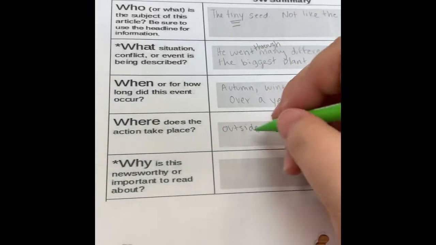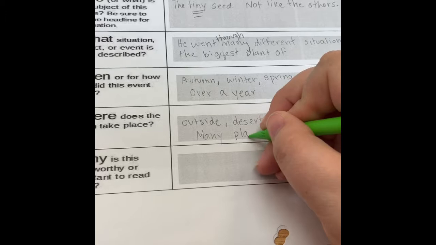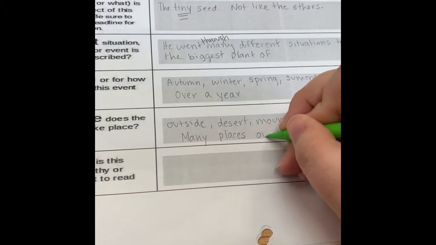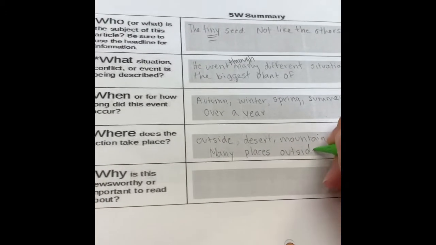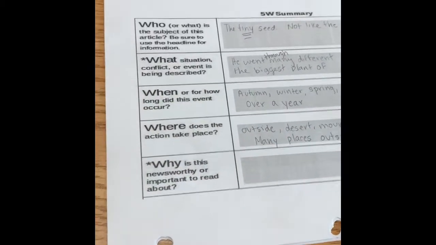So this one took place in many places, outside. And last but not least, why? Why did they make the choices that they made? So why is this important? What happened? This one has kind of a lesson.